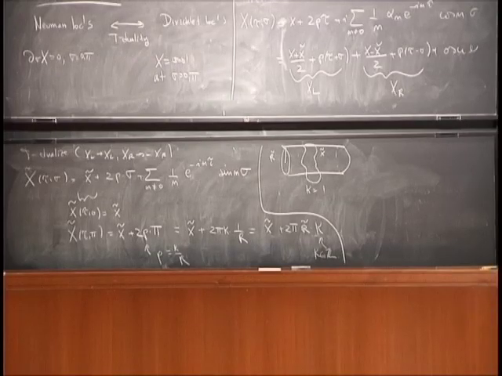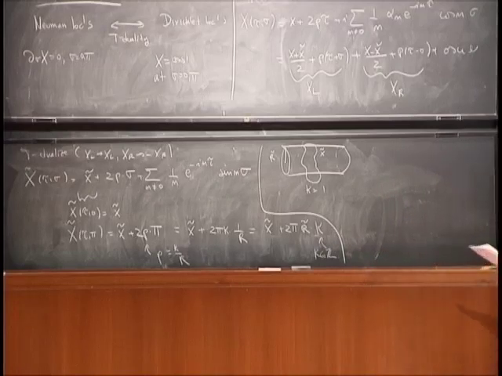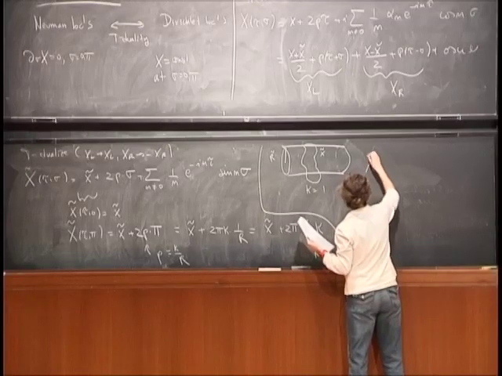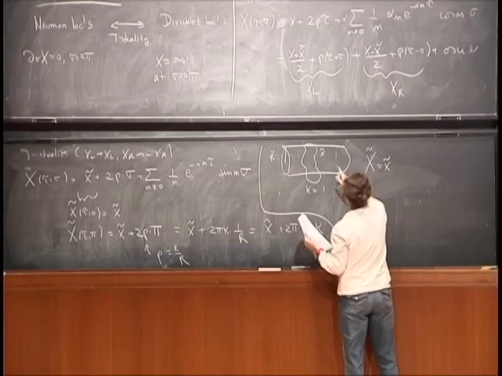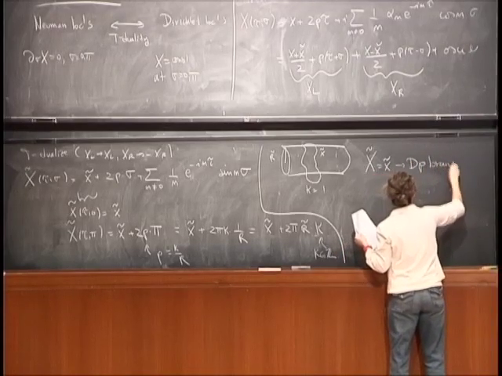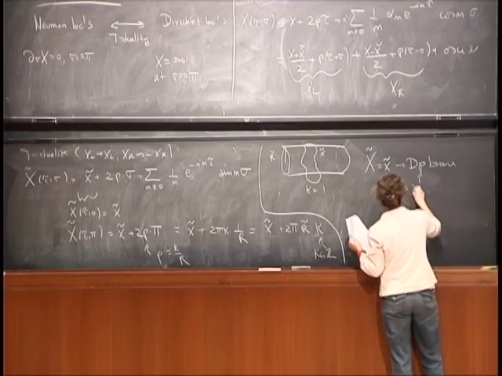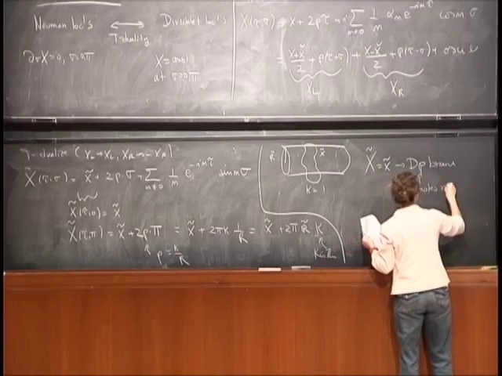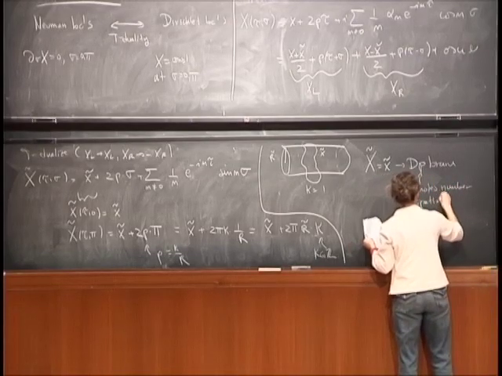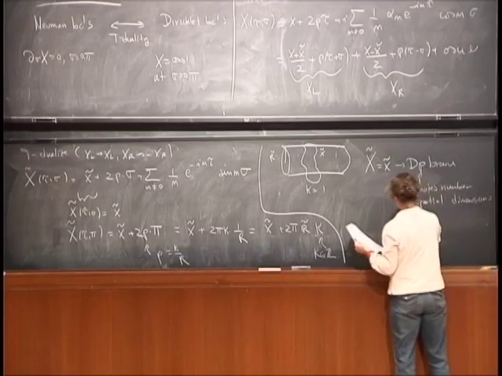So the ends of the strings are fixed. And this hyperplane where the strings can end is called a D-brane. So let's say x tilde equal to x tilde in this picture is a p-brane. Now, in general, this p over here denotes the number of spatial dimensions of this hyperplane. P denotes the number of spatial dimensions of the hyperplane.